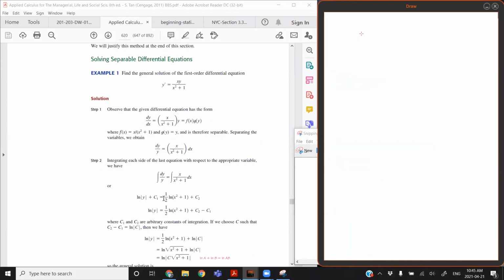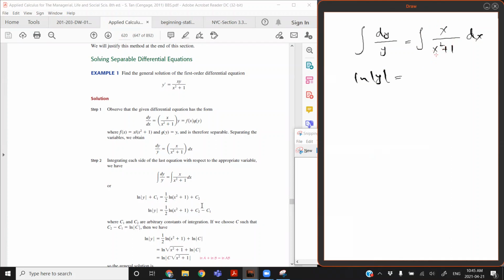So dy over y is equal to the antiderivative of x squared plus 1 dx. When you take the antiderivative for this one, it's clear it's ln of absolute value of y. For this other one, you need to do a substitution.